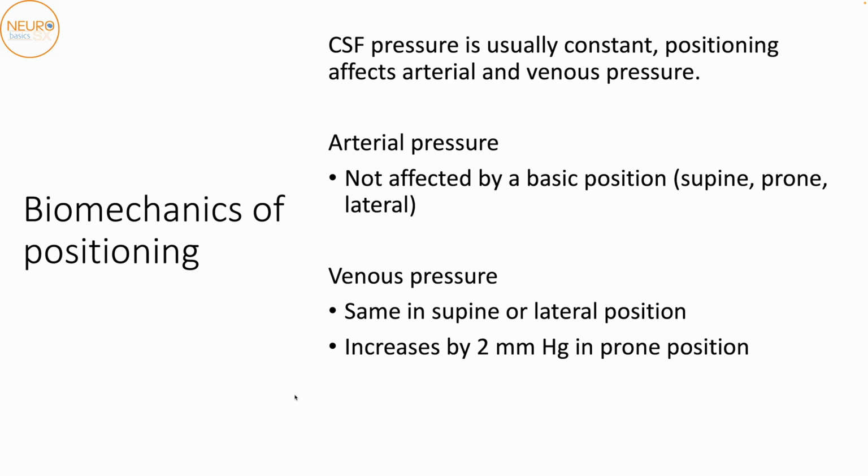Arterial pressure is not really affected by a basic position as such, but some rotation or some flexion extension can affect arterial pressure. Venous pressure, on the other hand, can be affected by a basic position. It is the same in a supine or a lateral position, but putting the patient in a prone position, on the other hand, would increase the venous pressure by at least 2 millimeters of mercury.